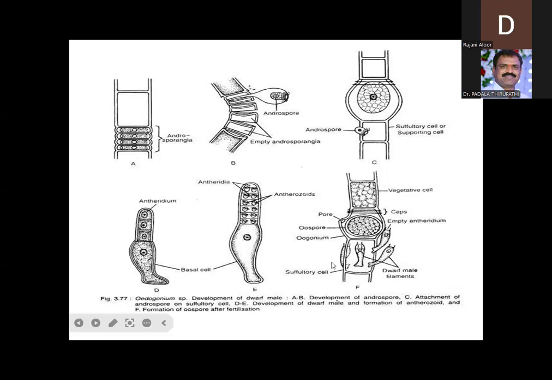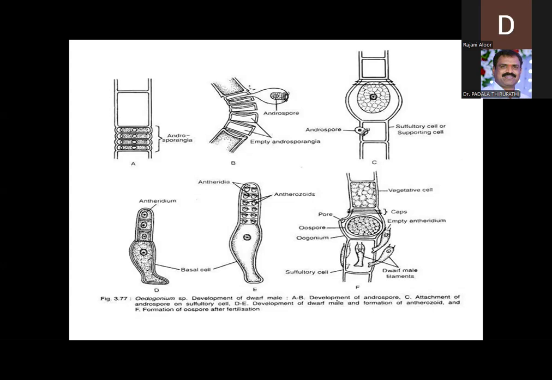This is how the anthrozoid develops. Coming to D, E, F, you can observe this in the Nanandrous species. The antheridia of nanandrous species are formed on the dwarf male. This is the dwarf male, where these antherozoids are formed. The dwarf male filament is produced by the germination of a special type of spore. That spore is called the androspore. Each androspore produces a single androsporangium.